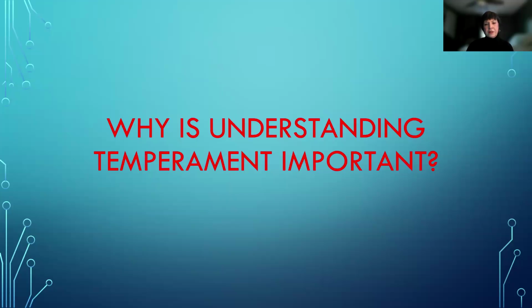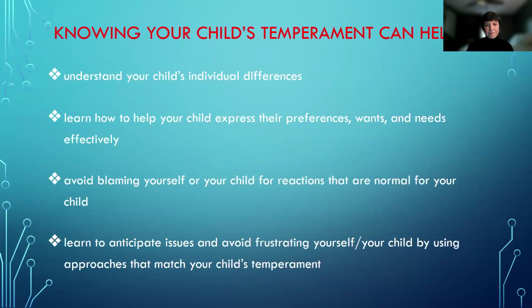Why is it important that we understand temperament? If you know your child's temperament or have an idea about your child's temperament, you can understand their individual differences in a way that really works for them and works for you as a parent. You can help them learn how to express themselves, how to express their preferences, their wants, their needs, their observations in a way that feels natural and important to them. You can stop blaming yourself or your child for reactions that really aren't their fault. It's part of their temperament.